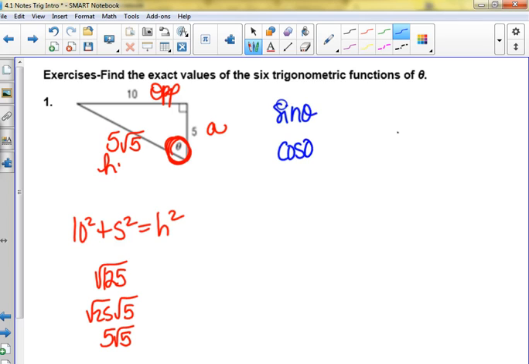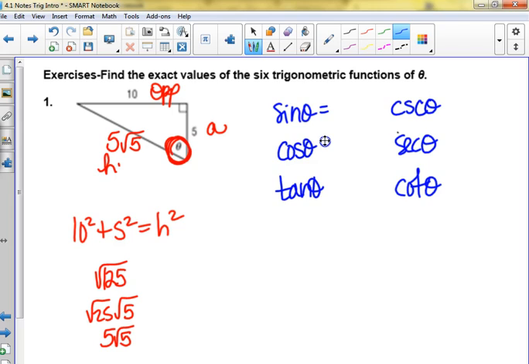Okay, we're supposed to write down all 6 trig functions. Sine, cosine, tangent. Then when we flip them over, they're called what? Cosecant, secant, cotangent. Remember having to do this and you hated it? Yep, you'll still hate it. Me too. Okay, sine. Opposite over hypotenuse is 10 over 5 square roots of 5, which is 2 over the square root of 5, or 2 square roots of 5 over 5.